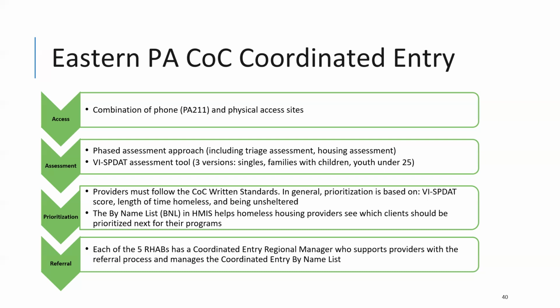The by name list, also sometimes referred to as the BNL, and HMIS, helps housing providers see which clients should be prioritized next. So they can see things like the VI-SPDAT score, length of time homeless, current living situation, things like that. And in terms of referral, each of the 5 regions in the CoC has a coordinated entry regional manager, and that person supports providers with the referral process and manages the coordinated entry by name list. So that's a quick overview of the coordinated entry system.